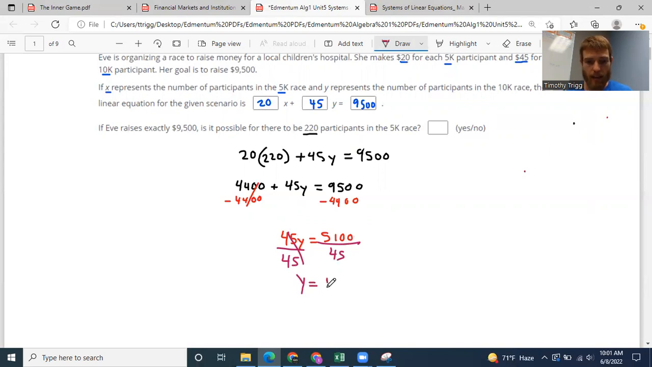I got 113 and then 0.3. The 0.3 repeats forever. So this is not a viable solution. So it's not possible for her to earn exactly 9,500 and to have 220 participants in the 5K. So it's not possible for both those things to be true at the same time.